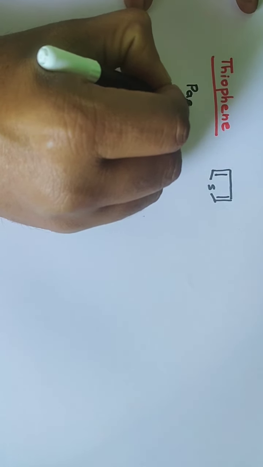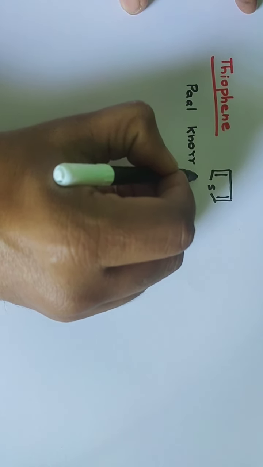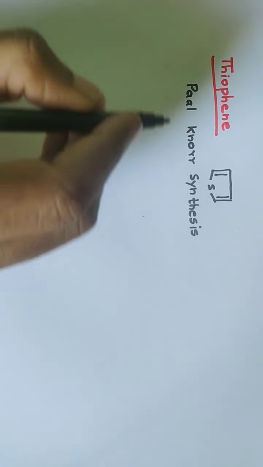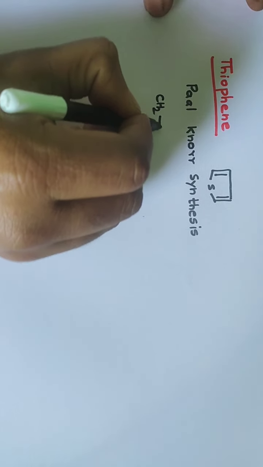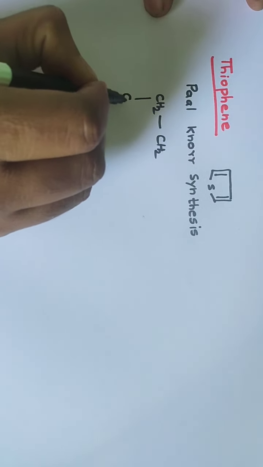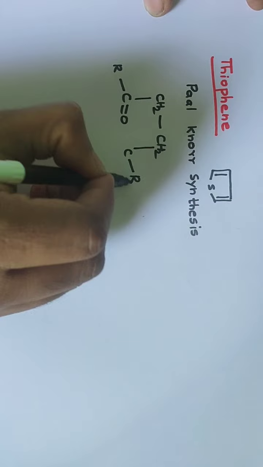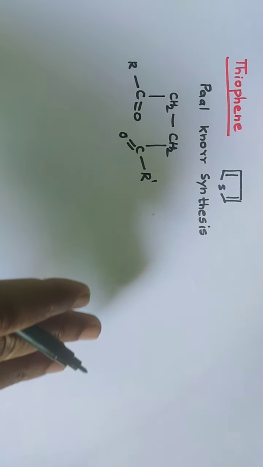This preparation is also referred to as Paal-Knorr synthesis. Now, see, I will take a 1,4-diketone. CH2, CH2, C, the R group, double bond O, R group, and the double bond O. So this is R, or R dash you can take it as. So this is a 1,4-diketone.